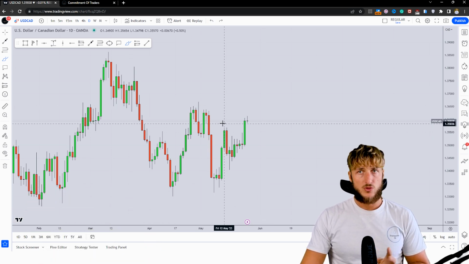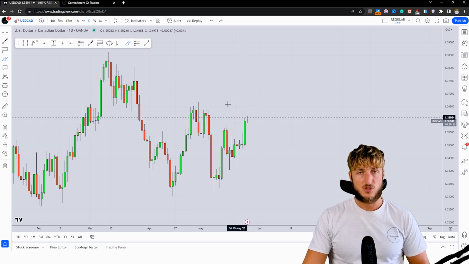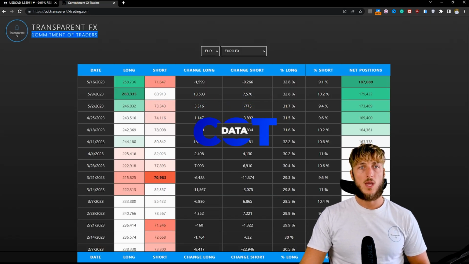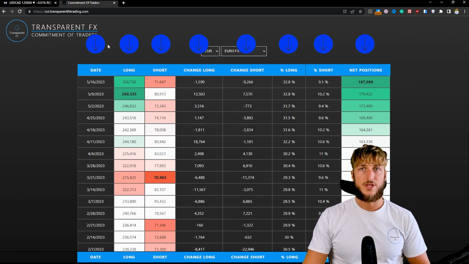Now, before we continue with our technical breakdown here of the structure that we have from a daily perspective, let's first go and see what we have when it comes to the commitment of traders, so the COT data, which is what institutions and the biggest players in the market are doing.